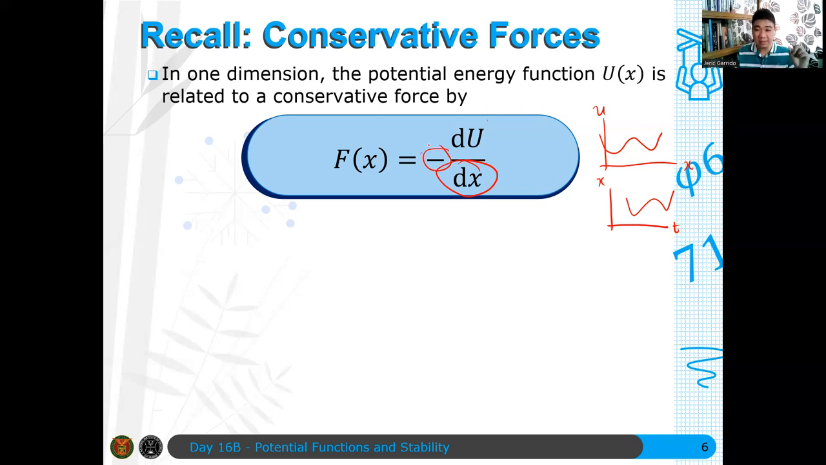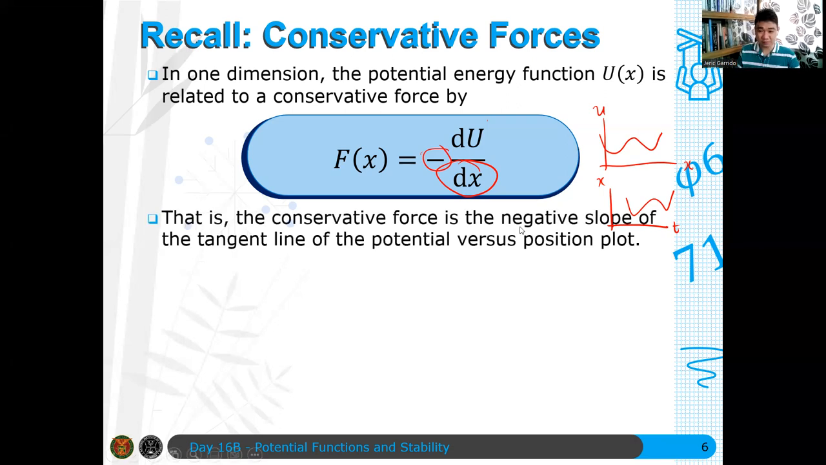Yun yung difference. Sa xt, velocity lang yan. Ang slope ay velocity. Sa f and u, may negative sign. Do not forget the negative sign. It will be important later. Okay. Do not forget that negative sign. So yeah, it's the slope of the tangent line of the potential energy function. That's the force. Okay. Now, so again, for a conservative force, the conservative force is the negative slope of the tangent line of the potential versus position plot.